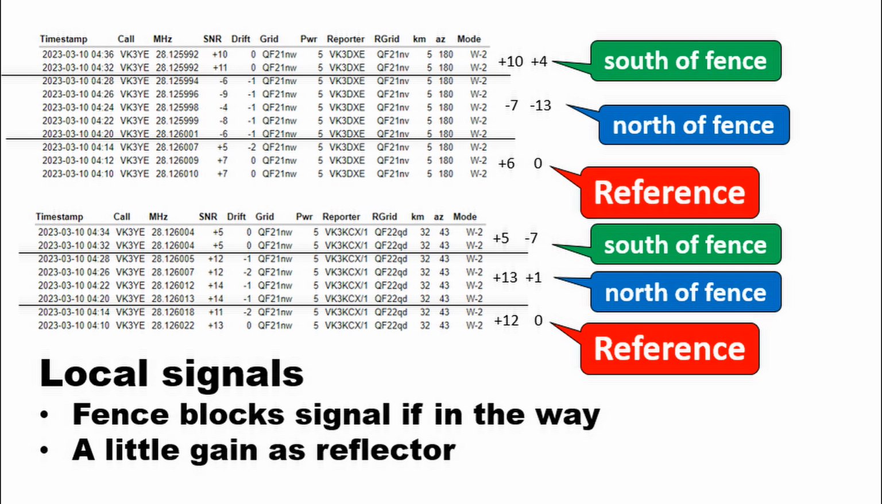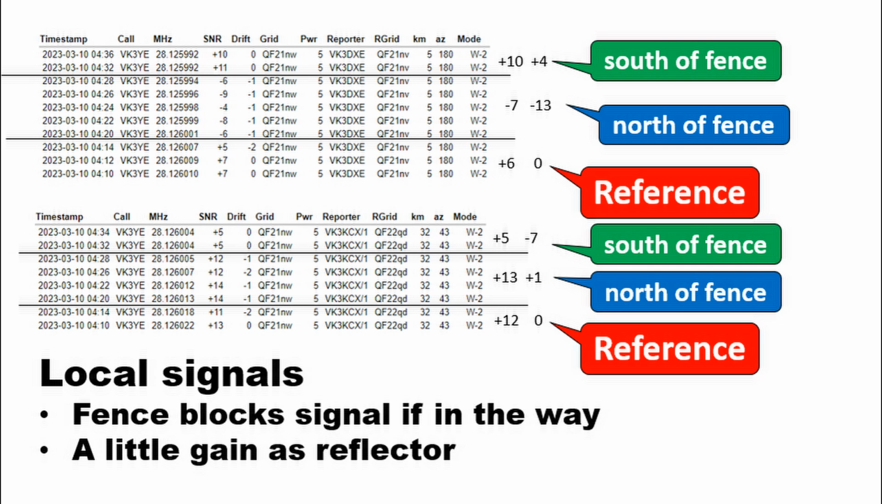I then moved to the north side of the fence, plus 13. It's really not statistically relevant. So it's just plus 1 dB, but really it might as well be zero. So no gain there, I don't think. But when I went to the south side of the fence, where the fence was shielding me from VK3KCX, then signals dropped, so it was minus 7. So in both those cases, the fence was having a shielding effect and dropping off the signal.